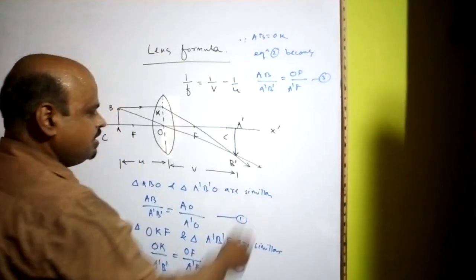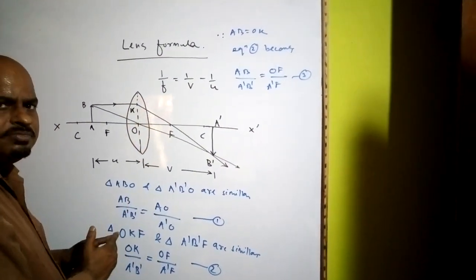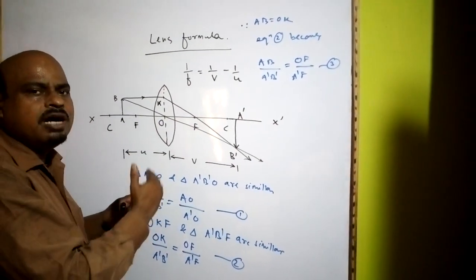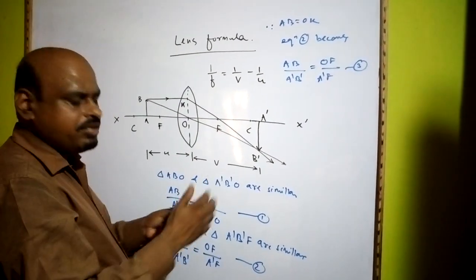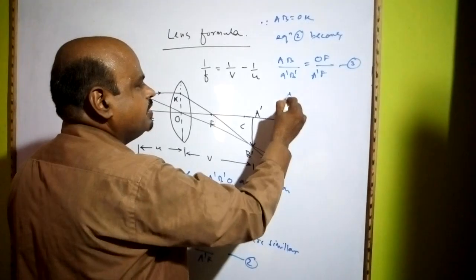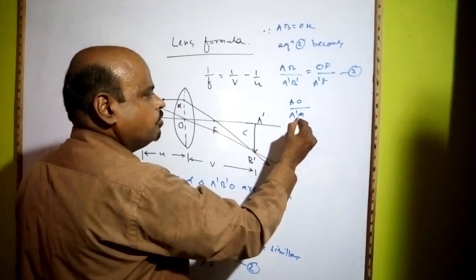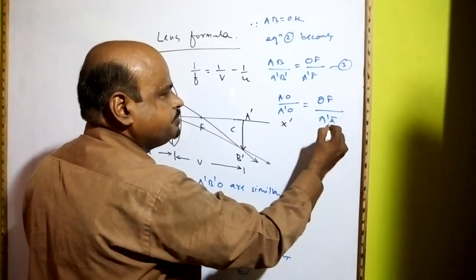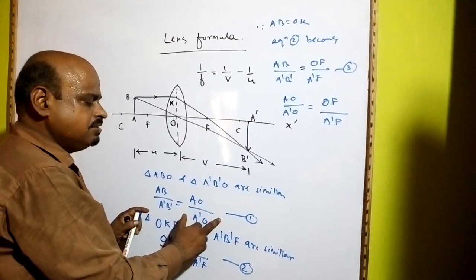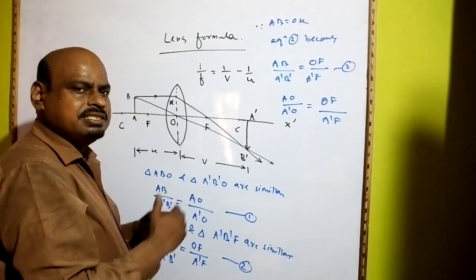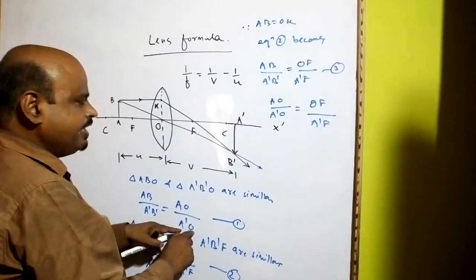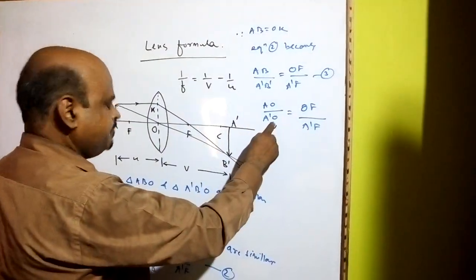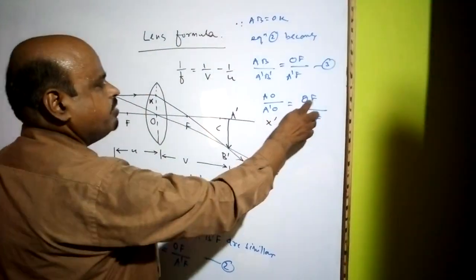Look at equation 3 and look at equation 1. LHS are the same, so RHS should be the same. In 1 and 3, the LHS is the same, so the RHS is also the same. RHS of 1, AO by A'O, equal to RHS of 3, OF by A'F. So AO by A'O equal to OF by A'F.